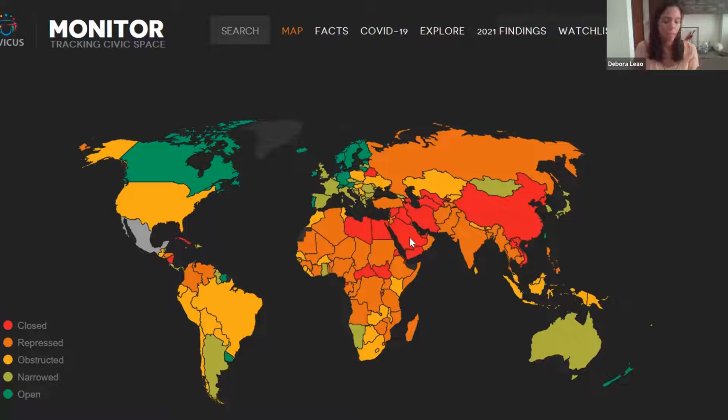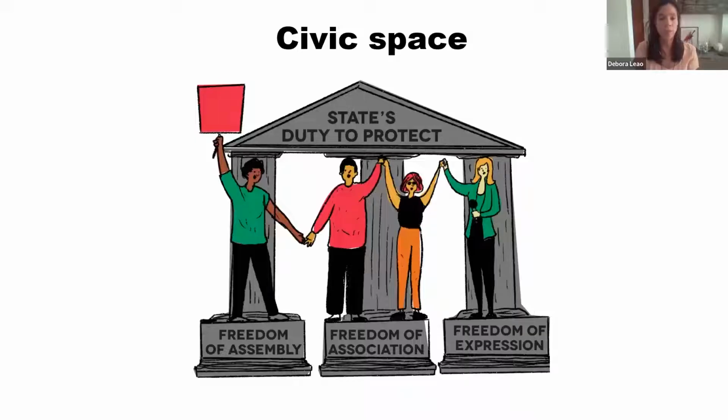So what are we talking about exactly when we talk about civic space? We weren't sure whether everyone here would be familiar with the concept. So civic space, Mariana, if you could also move on. Civic space is, to put it simply, the ability of people to organize, to take action, to demand change, speak out, right? More formally, we're talking about civil and political rights, in particular, the respect for freedom of assembly, association, freedom of expression, all of these underpinned by the state's duty to protect.